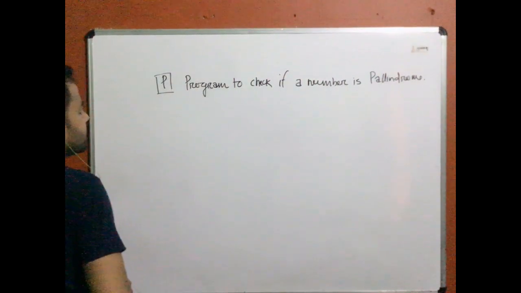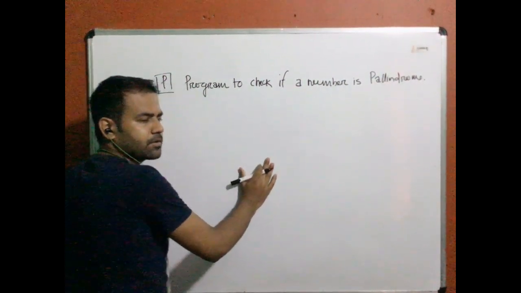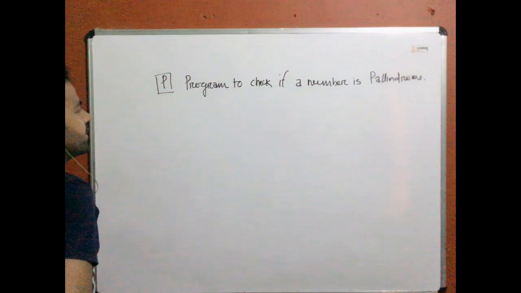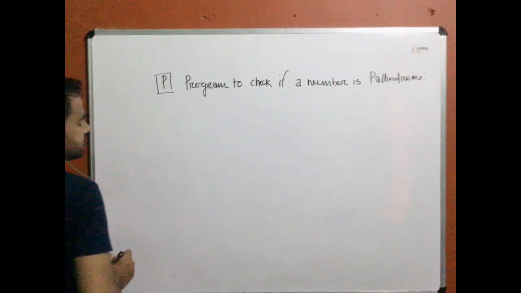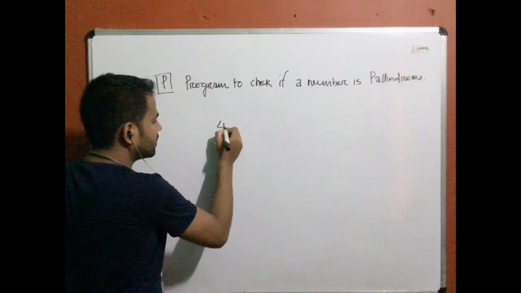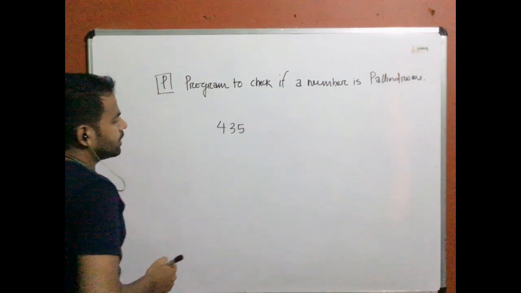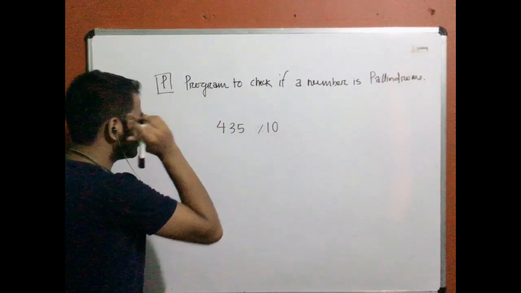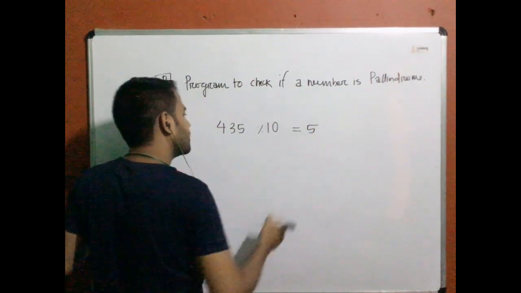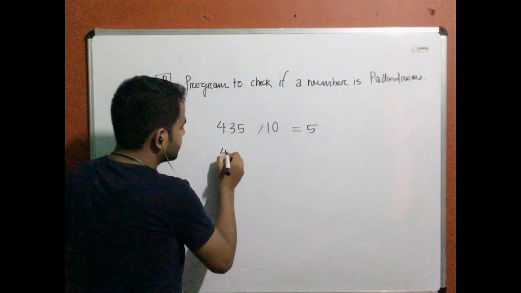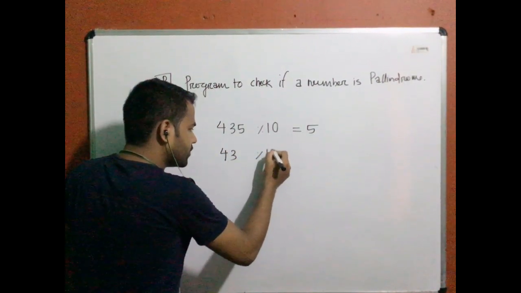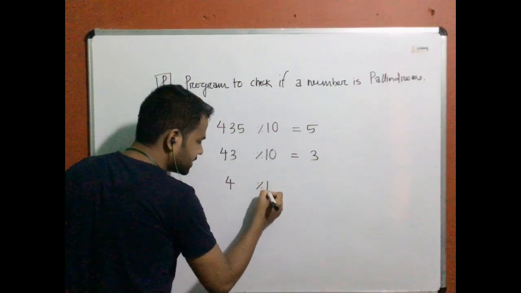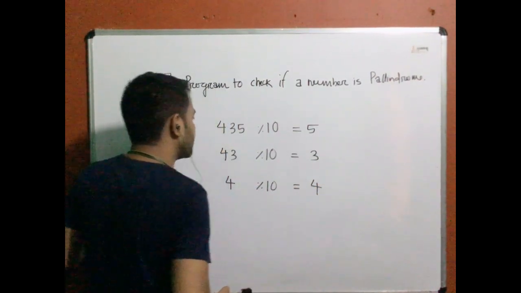So the same thing I'm going to repeat. We have a few concepts first that we are going to discuss, and then in the program we'll use the same concepts to find out the reverse. Let's start. Suppose I have a number 435. If I perform modular division 10 on this number, then I'm going to get the result as 5, right? If I do 43 modular division 10, I'll get 3 as the output. Similarly, 4 modular division 10 gives 4 in the output.